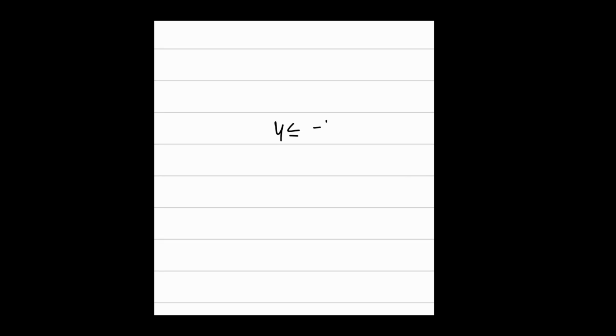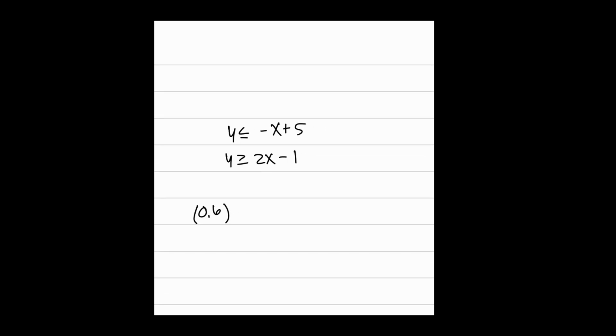Just like in a previous problem, we have the two inequalities: y less than or equal to negative x plus 5, and y greater than or equal to 2x minus 1. Answer choice A is (0, 6). If I plug in 0 for x and 6 for y, I get 6 is less than or equal to 0 plus 5, or 6 is less than or equal to 5. That's definitely incorrect. If it doesn't satisfy one inequality, it can't satisfy both.